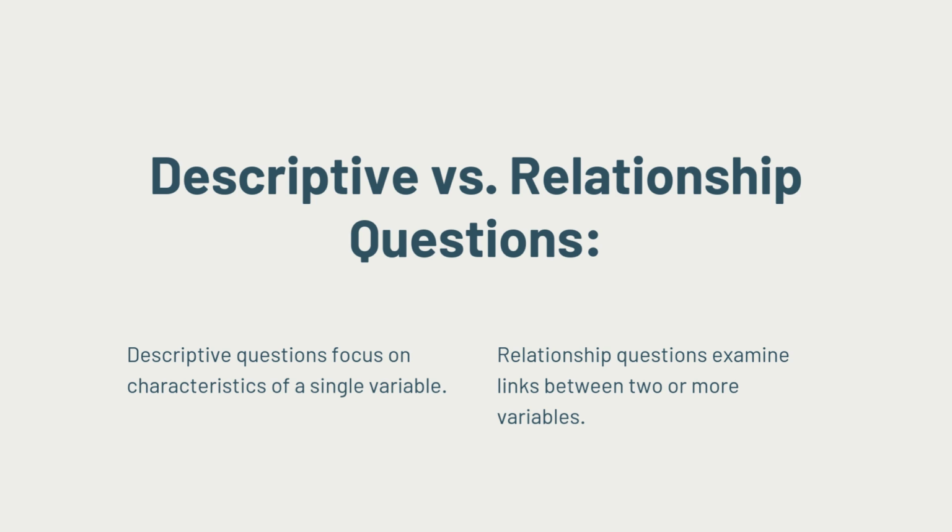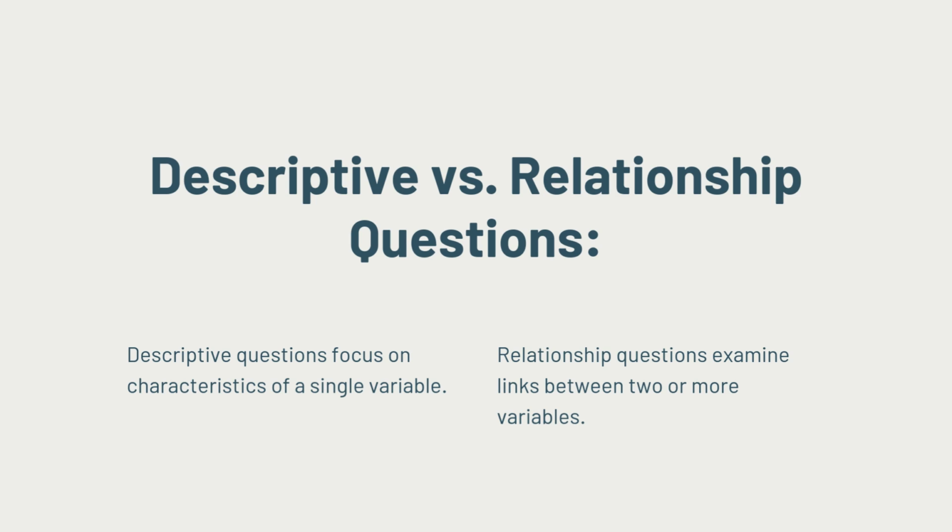So, in this example, we're not exploring relationships. We're not trying to link exercise with any other factor. What we're simply doing is we are gathering straightforward information about the variable exercise hours. Descriptive questions are very useful when you're in the early stages of understanding a topic or want to establish baseline data about one variable.